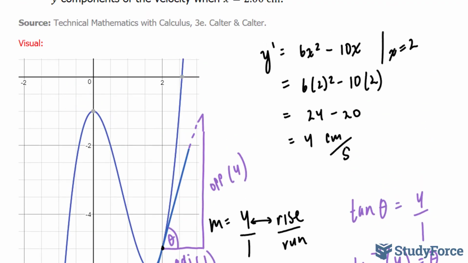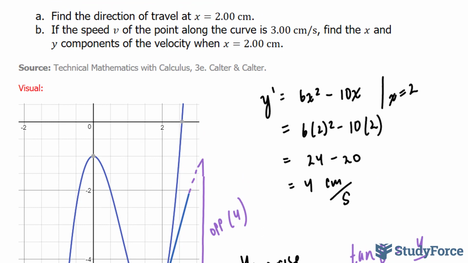In question B, they ask us, if the speed v of the point along the curve is 3 centimeters per second, find the x and y components of the velocity when x is equal to 2 centimeters. So this time they tell us what the velocity is, and it's 3 centimeters per second. Whereas before our m value was 4, what they want is the x and y components of when the speed is 3 and when x is equal to 2. So the angle we have to use is 76 from what we found in part A.